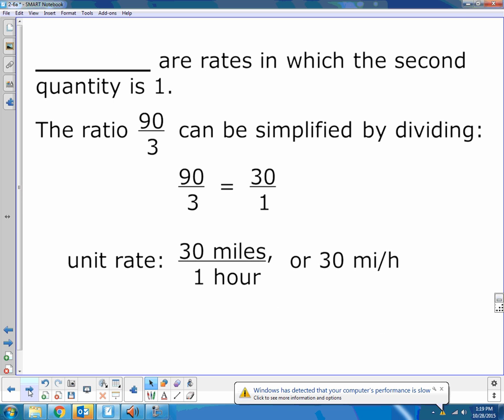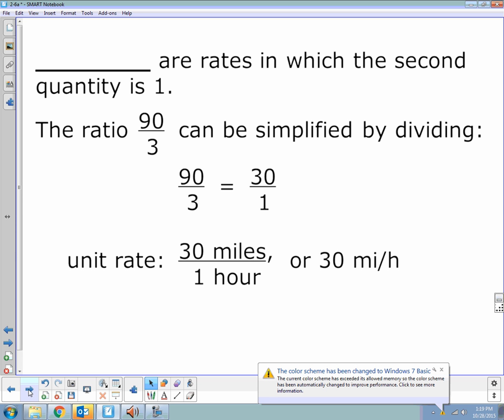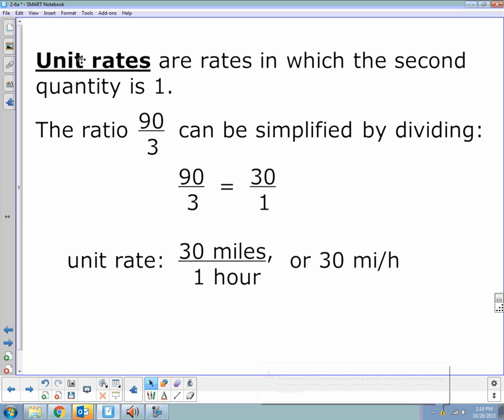Okay, so specific types of rates. One specific type of rate is what's called a unit rate. Unit rates are rates in which the second quantity is 1. An example is that 90 to 3, so that 90 miles to 3 hours rate. We can simplify that. Most people don't say I'm driving 90 miles in 3 hours. That's just not how we talk about speed. We would say that our unit rate is 30 miles per hour.